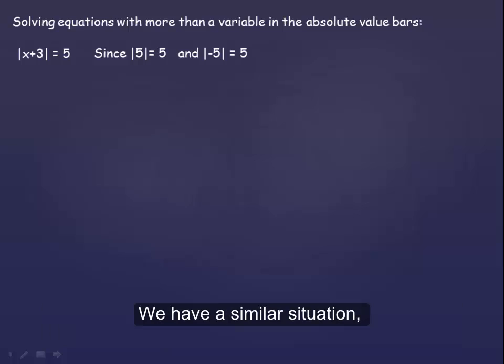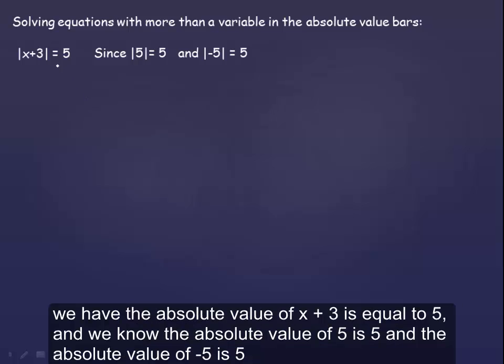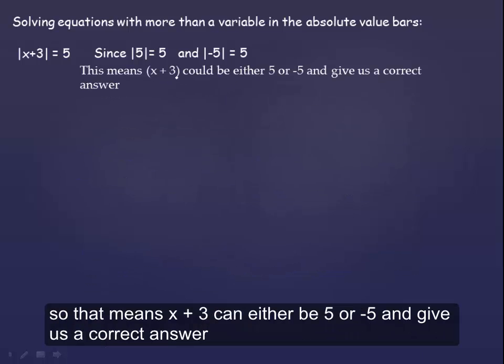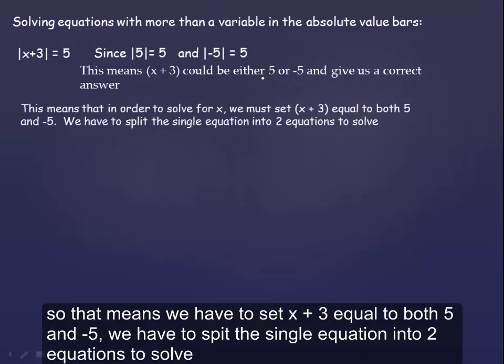We have a similar situation. We have the absolute value of x plus 3 is equal to 5, and we know that the absolute value of 5 is 5, and the absolute value of negative 5 is 5. So that means x plus 3 can either be 5 or negative 5 and give us a correct answer. So we have to set x plus 3 equal to both 5 and negative 5. We have to split the single equation into 2 equations to solve.